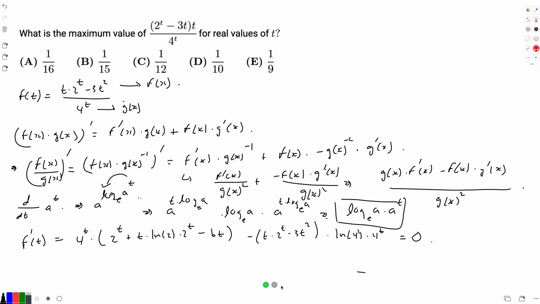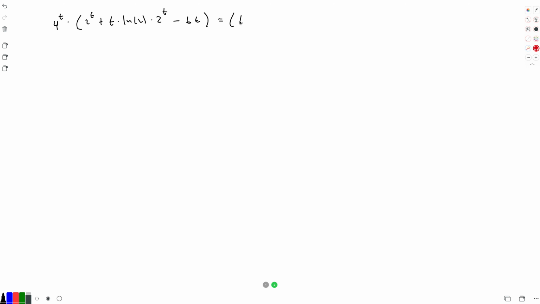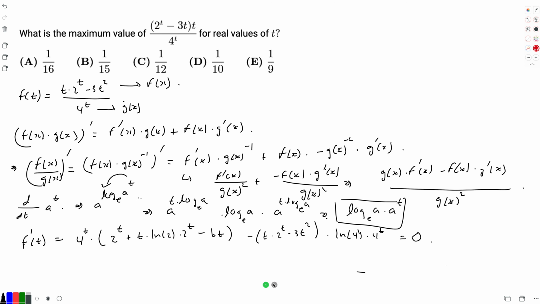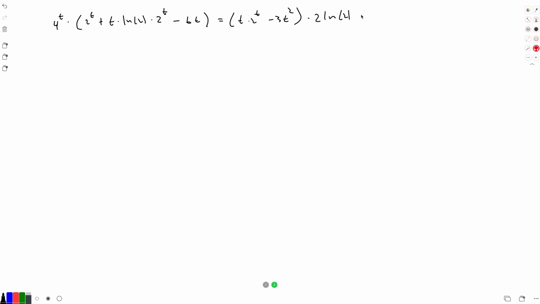we can bring this over. This gives us t times 2t minus 3t squared, minus 3t squared, and then times ln4. I'll write that as 2 ln2, times 4 raised to the power t. We see that the 4 raised to the power t's will cancel. So 4 raised to the power t over here, and then 4 raised to the power t here cancels. And then now we're almost done. We can leave this the same. 2 raised to the power t plus t times ln2 times 2 times t minus 6t is equal to 2t times 2 raised to the power t times ln2, and then minus 6t squared times ln2.